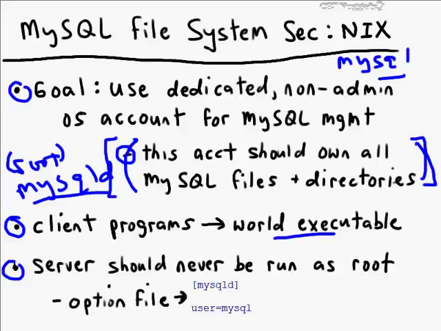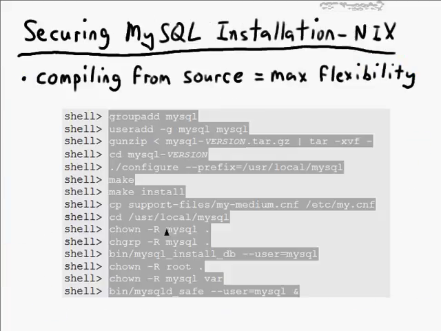I've already mentioned this. The server should never be run as root. And if you always want MySQLD to run under the operating system credentials of a particular user, you can set that in your MySQL option file, which, as you know, is my.cnf. In the MySQLD section, there's a directive called user, and we can say user equals, and then you specify the OS account, and you're off and running.